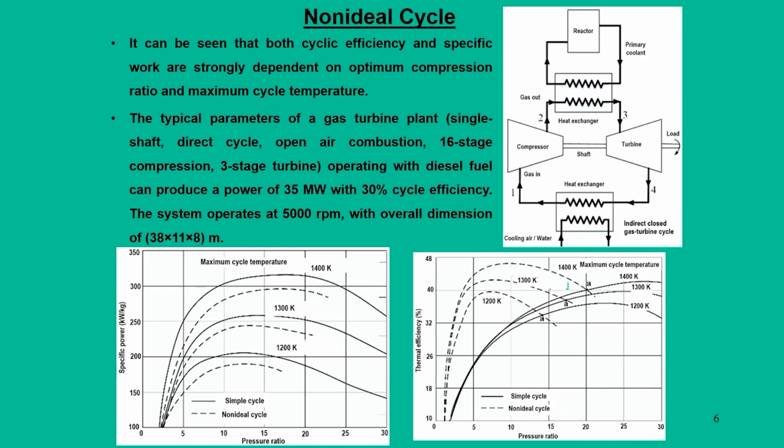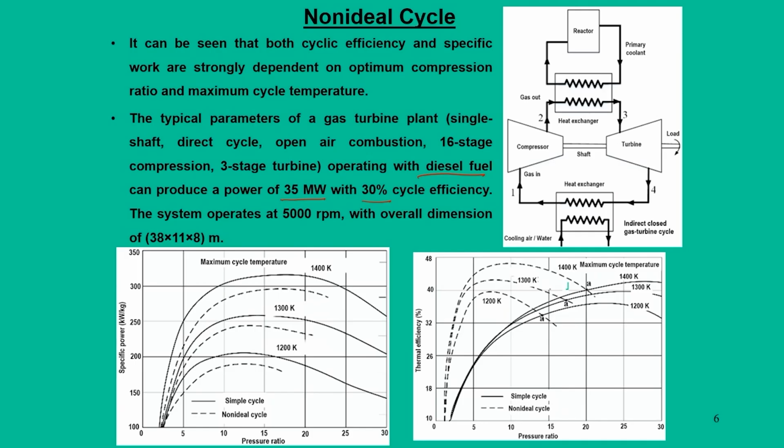So, after analyzing all these things, what we can expect from a non-ideal cycle is that both cycle efficiency and specific work are strongly dependent on the optimum compression ratio and the maximum cycle temperature. A typical gas turbine plant is normally a single shaft, direct cycle, open air combustion unit with 16 stage compression and 3 stage turbine. It can operate with diesel fuel and produce 35 megawatts of power with a cycle efficiency of 30%.